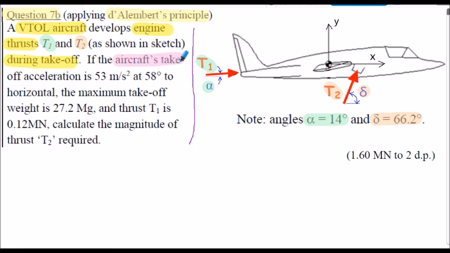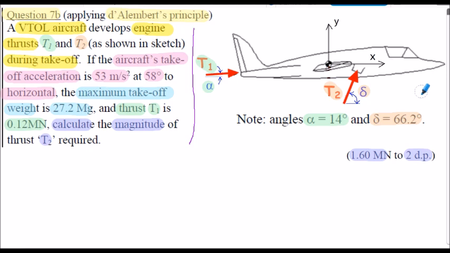The aircraft is in the takeoff phase. In this case, we're given the aircraft's takeoff acceleration, it's 53 meters per second squared, and the angle of the acceleration to the horizontal, that's 58 degrees. The maximum takeoff weight is stated as 27.2 megagrams, and we're actually given the value of thrust T1, it's 0.12 meganewtons. We're asked to calculate the magnitude of thrust T2. We know the angle of thrust T2 from the horizontal, it's angle delta here, but we don't know the actual value, the size of the thrust T2. The answer for T2 is stated in the question to 2 decimal places.